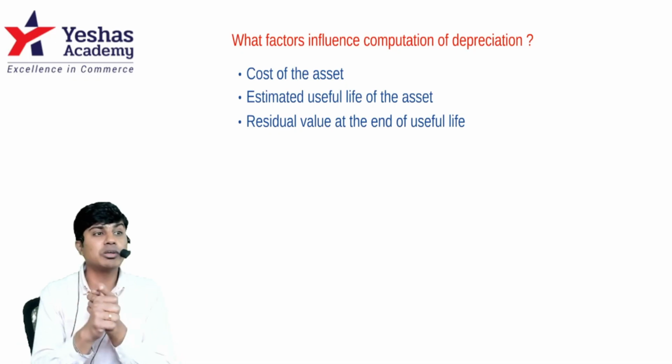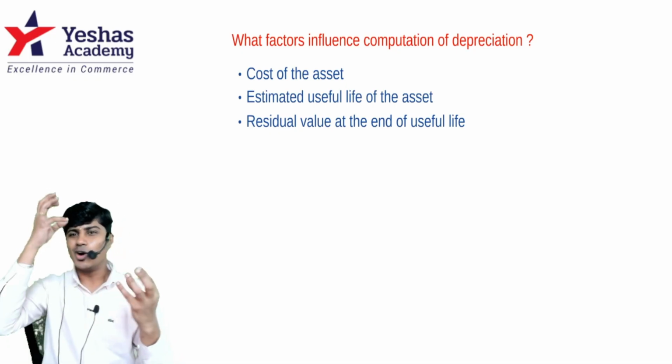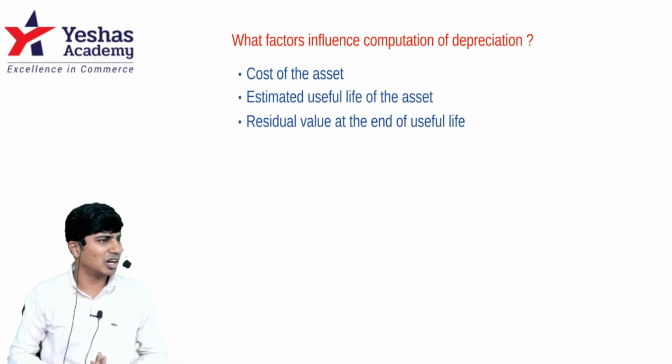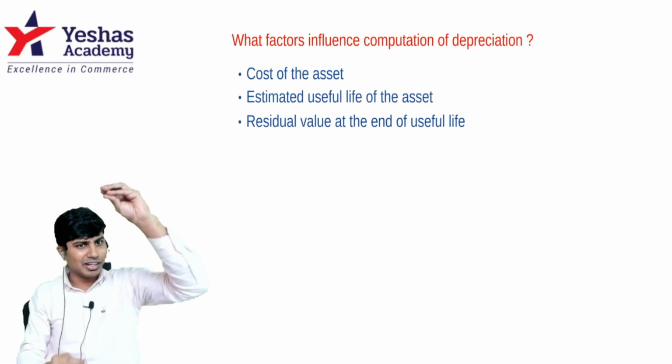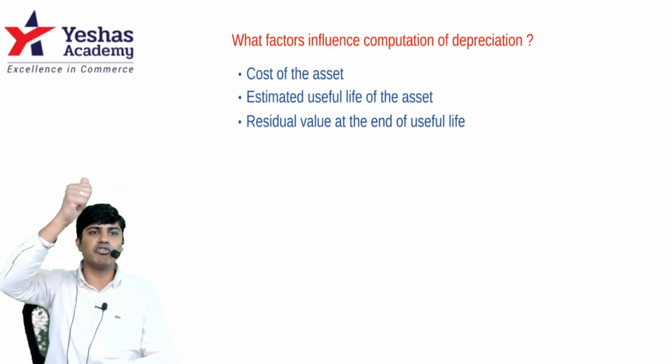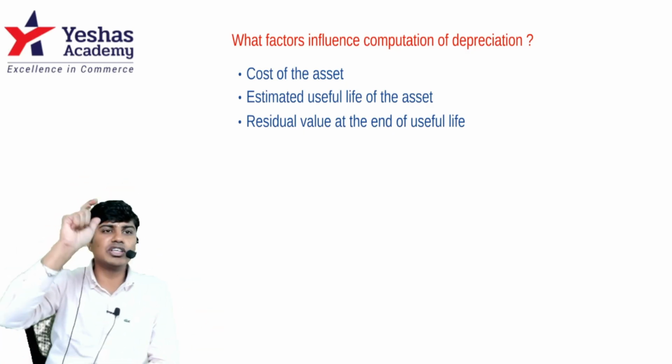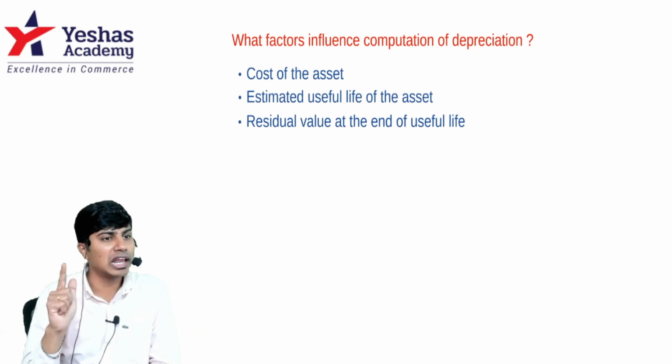Number one, it depends upon the cost of the asset, because cost of the asset is only depreciated over the useful life. So cost is split and then written off over the useful life as depreciation. So the first influencing factor is cost. The second influencing factor is estimated useful life of the asset.